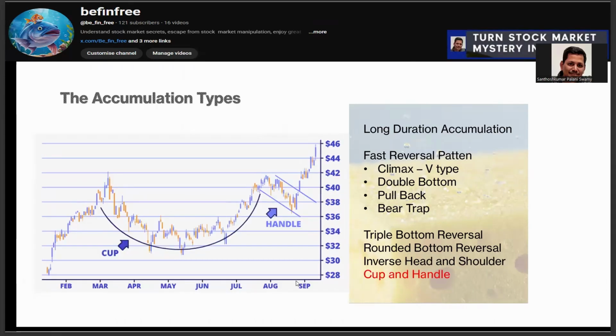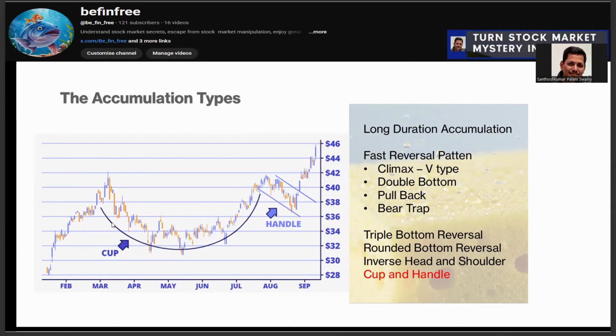The next one is the cup and handle. What you saw in the last one was the rounded bottom reversal, and this looks very similar to that. But after the uptrend starts, one other test happens, and that forms a kind of handle. There are more variants of these patterns as well.